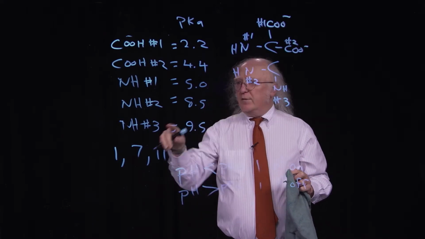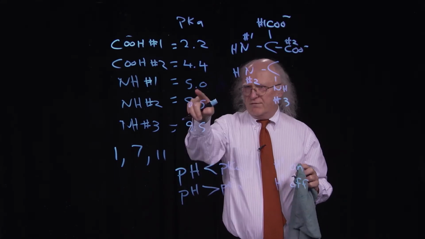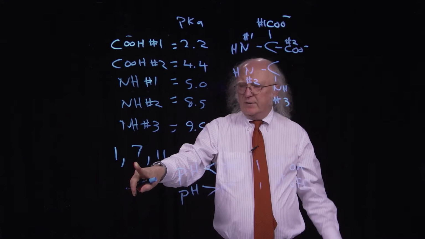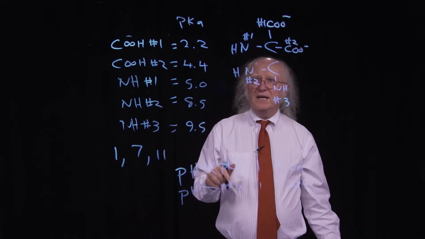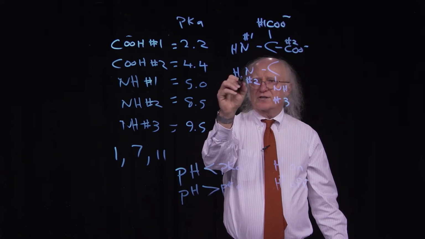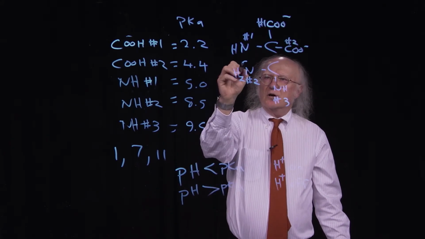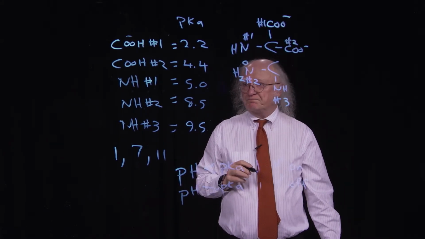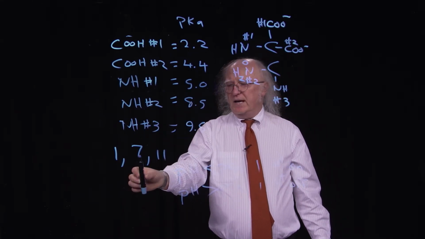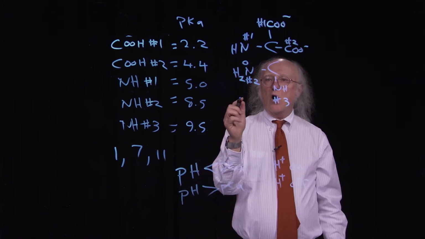All right, now if we go to the first of the amine groups, we see that it has a pKa value of 5, and the pH is 7. So again, the pH is more than 1 unit above the pKa. That means that the proton is off. For an amine, that means that we have an NH2, and the charge on that NH2 is 0.